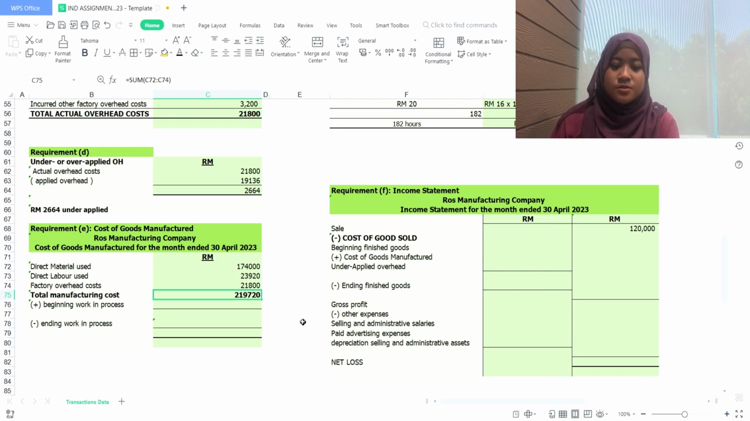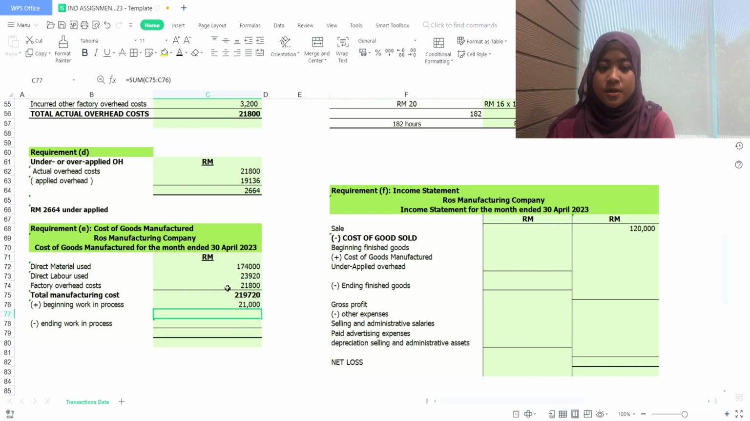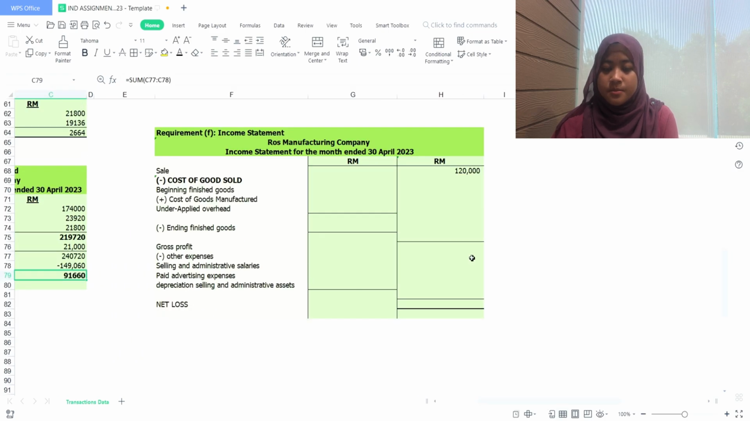So the total manufacturing cost is 219,720 ringgit. So this total has to be added to the beginning work in process, which is 21,000, and we get 240,720 ringgit. We minus the ending work in process, which is 149,060 ringgit. We get the answer for the cost of goods manufactured, which is 91,660 ringgit. So for the last requirement is the income statement.